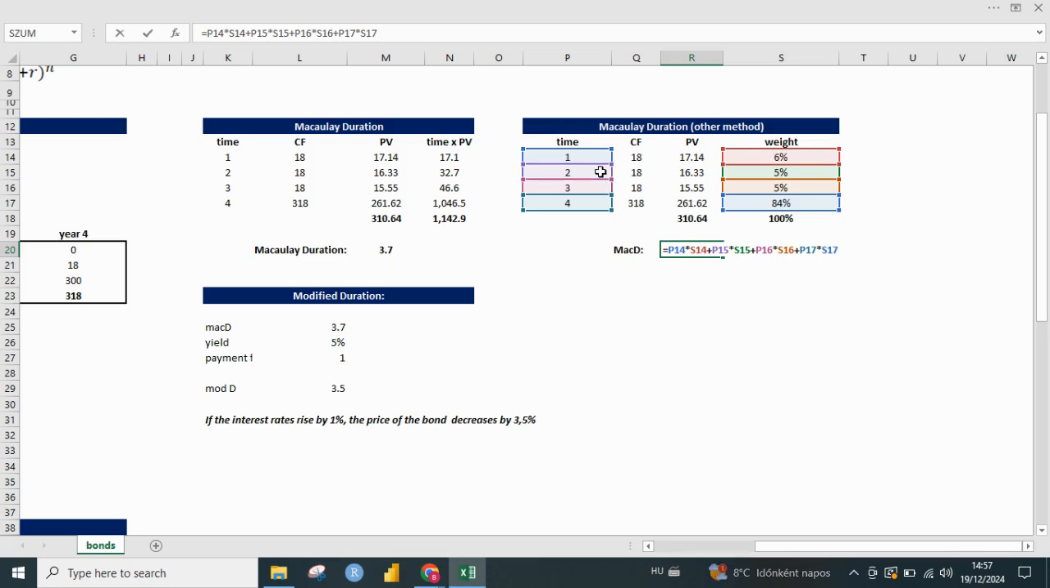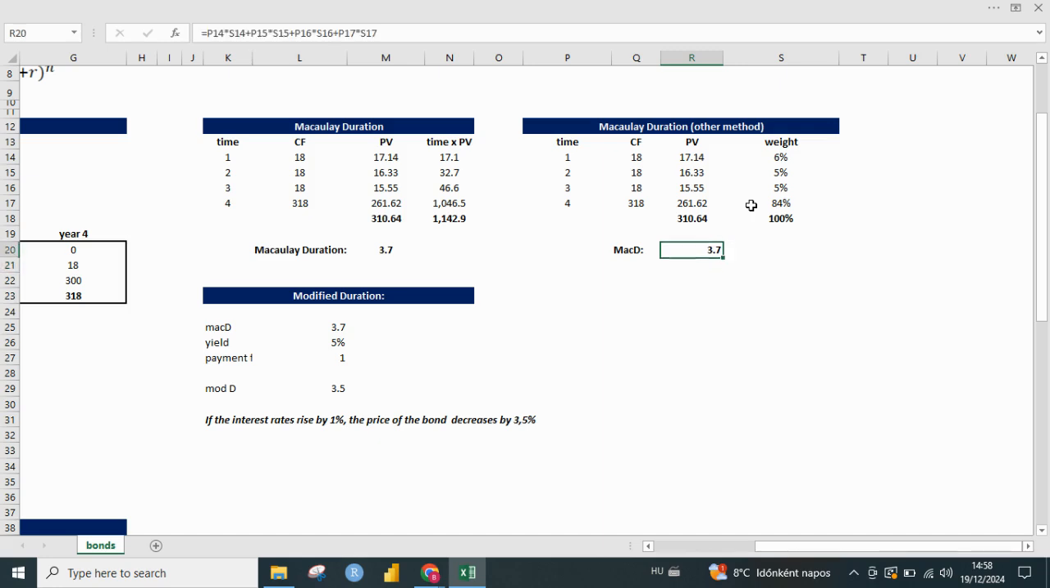It's a subtotal actually, and then 2 times 5%, then 3 times 5% again in the third year, and in the last year, the fourth period, so 4, which is P17 in this case. You can check it here. Yeah, the good result, then it's 4 multiplied by S17, which is 84%, as you can see. So basically, by a subtotal, we will get the same result.